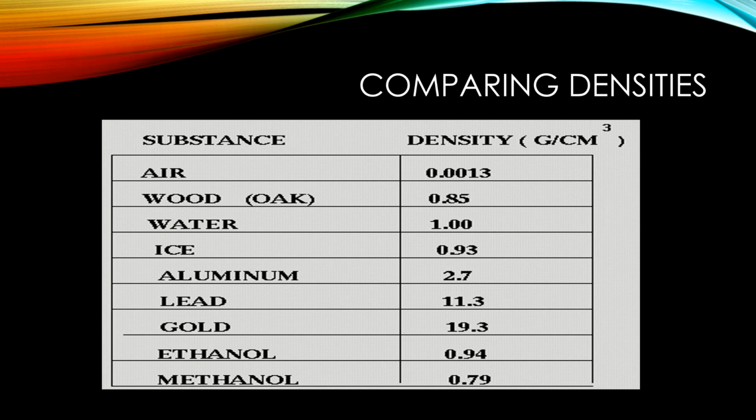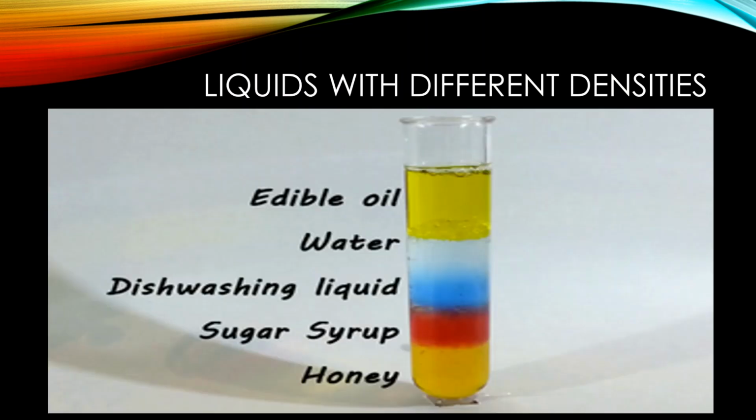It only has a density of 0.9, so it will float since it's less than 1. And so does methanol. Now let us compare the densities of different liquids to water.